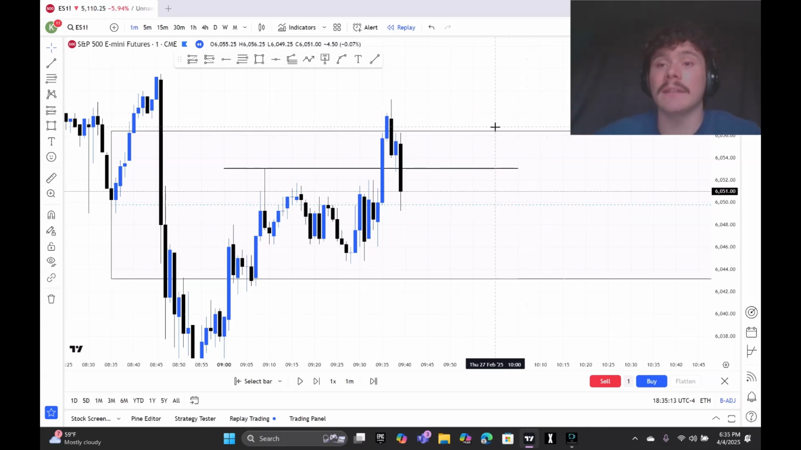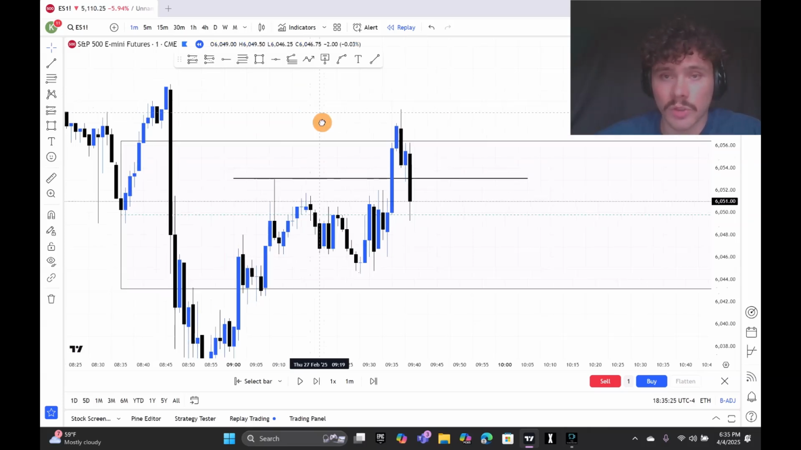This is why a high time frame top-down analysis is so important. Because look, we got an extension up. I guarantee you some people got trapped long here. But we just inverse this. This is a textbook short entry here.